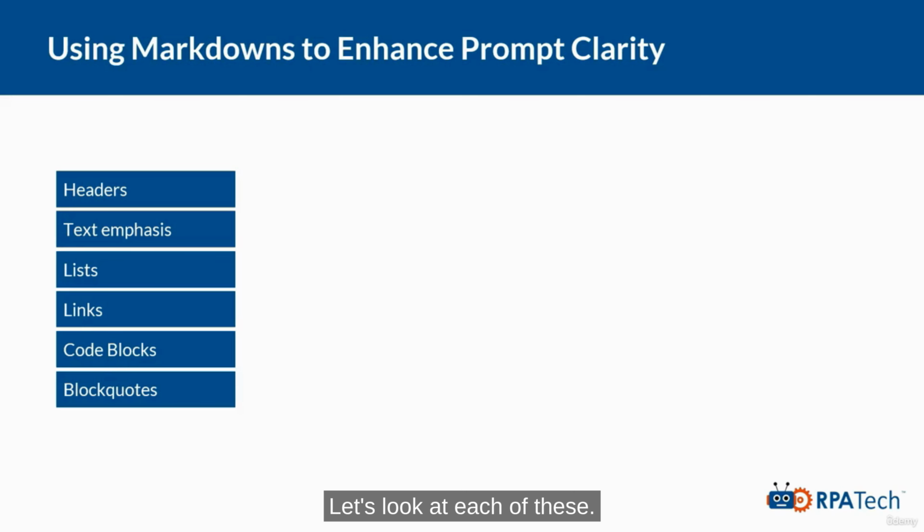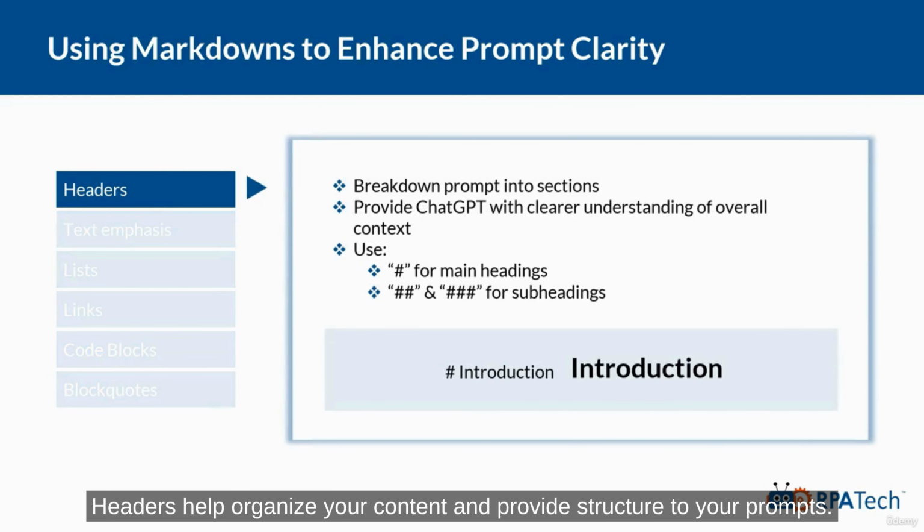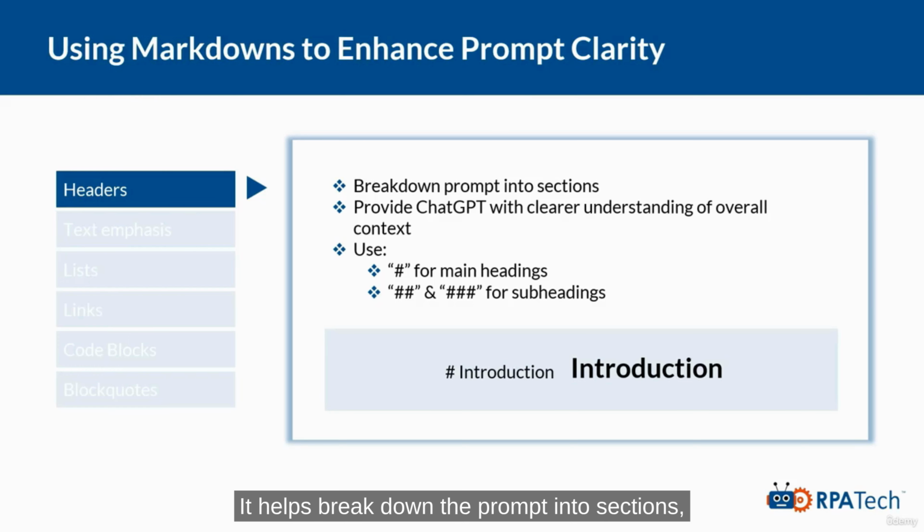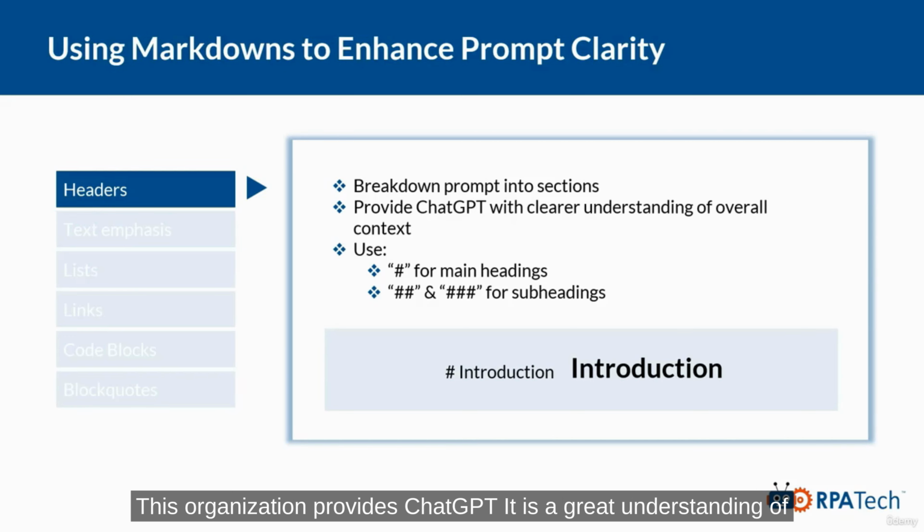Let's look at each of these. Headers help organize your content and provide structure to your prompts. It helps break down the prompt into sections, making it easier for ChatGPT to identify the main topics and subtopics within the prompt. This organization provides ChatGPT with a clearer understanding of the overall context. Use the hash symbol for main headings and double hashes, triple hashes, etc. for subheadings. For example, hash introduction could be a main heading.